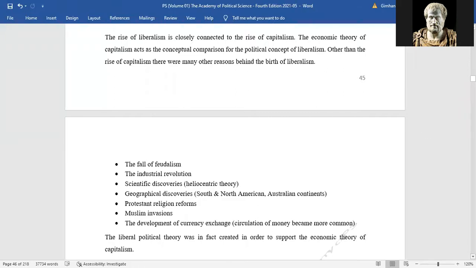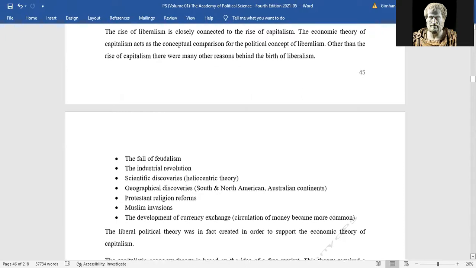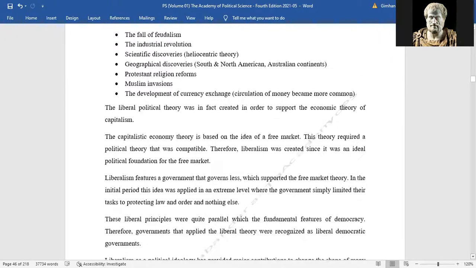Other than the rise of capitalism, there are many other reasons behind the birth of liberalism. The fall of feudalism, the Industrial Revolution, scientific discoveries, heliocentric theory, geographical discoveries, the South and North American and Australian continents, Protestant religious reforms, Muslim invasions, the development of currency exchange, and circulation of money becoming more common.